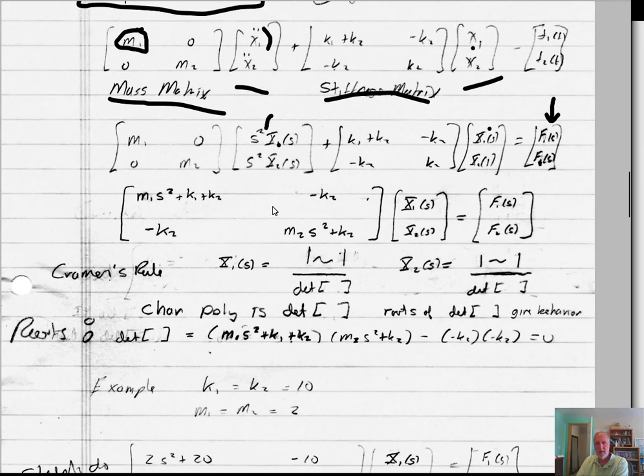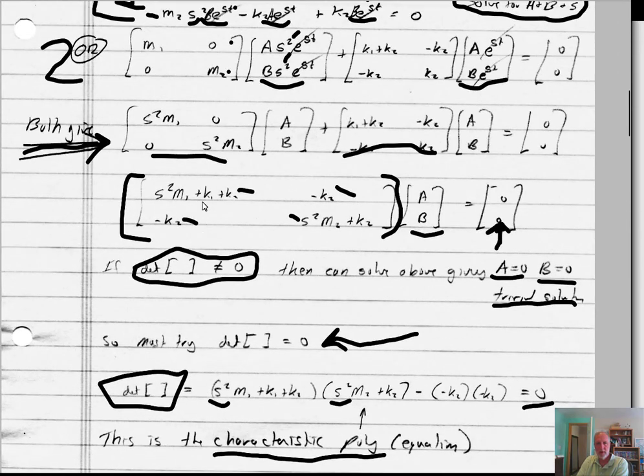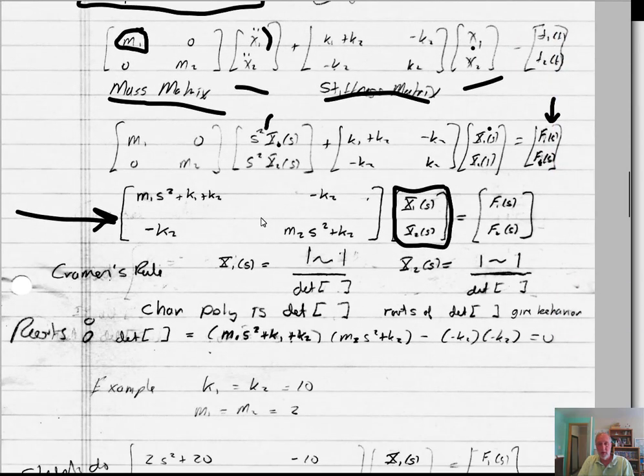So once we Laplace this and then factor out the state vector here in terms of Laplace, we end up with a matrix here. And that matrix looks exactly like the matrix that we had up here when we used the traditional differential equation solution technique. So the Laplace method gives us the same matrix here. And if we look at solving this, now we're in the Laplace domain, so it's an algebraic equation for the x1 and x2.